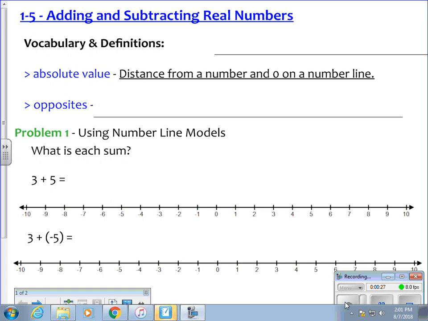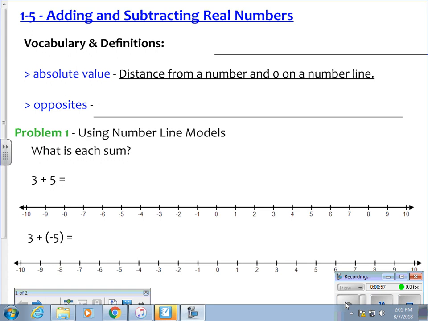Okay. So absolute value is distance from a number and 0 on the number line. How far away it is from 0 is its absolute value. That's how it's measured. I actually like to think of that absolute value as the size of a number. How big is that number? Absolute value of 2 is 2. It's 2 units big. Absolute value of -3 is 3. It's 3 units big.